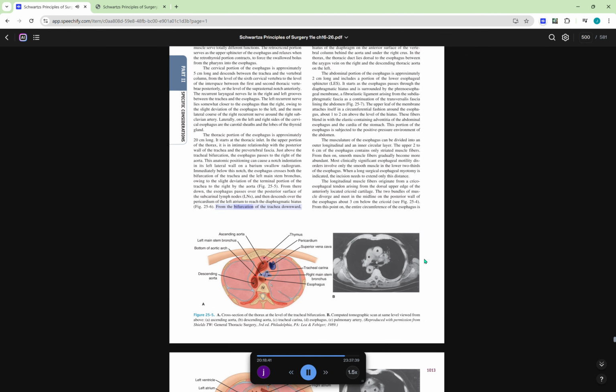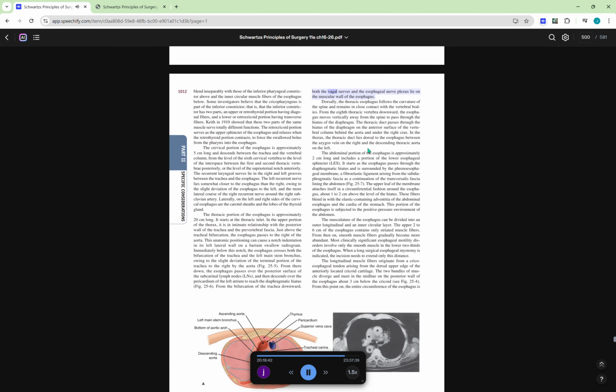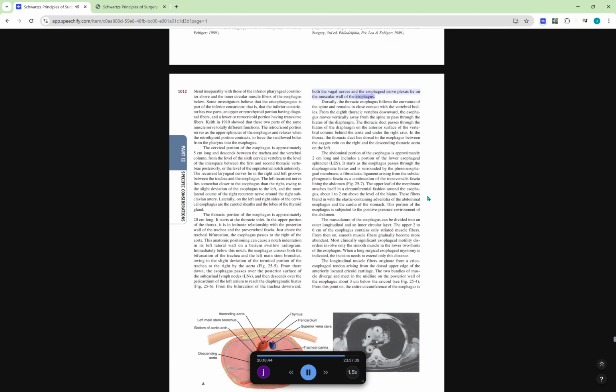From the bifurcation of the trachea downward, both the vagal nerves and the esophageal nerve plexus lie on the muscular wall of the esophagus. Dorsally, the thoracic esophagus follows the curvature of the spine and remains in close contact with the vertebral bodies. From the 8th thoracic vertebra downward, the esophagus moves vertically away from the spine to pass through the hiatus of the diaphragm.